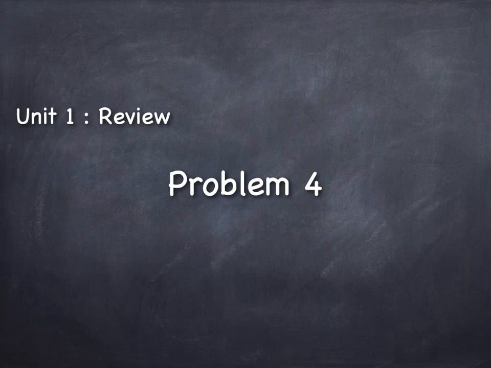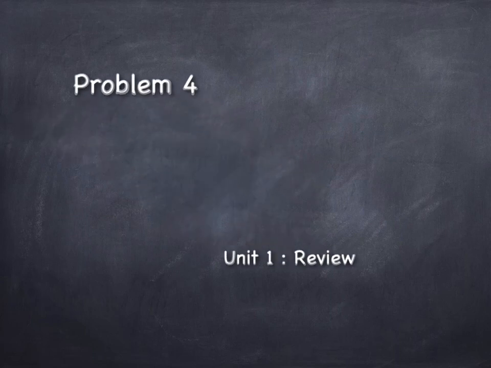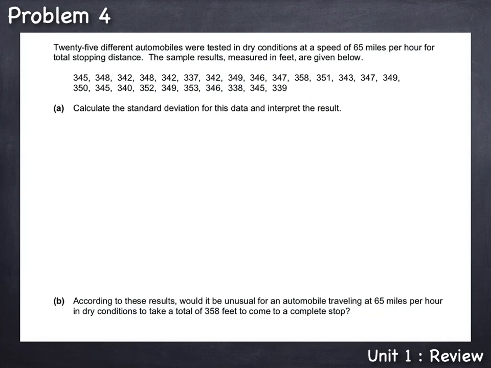Unit 1 Review, Problem 4. 25 different automobiles were tested in dry conditions at a speed of 65 miles per hour for total stopping distance. The sample results, measured in feet, are given below. Part A. Calculate the standard deviation for this data and interpret the result.